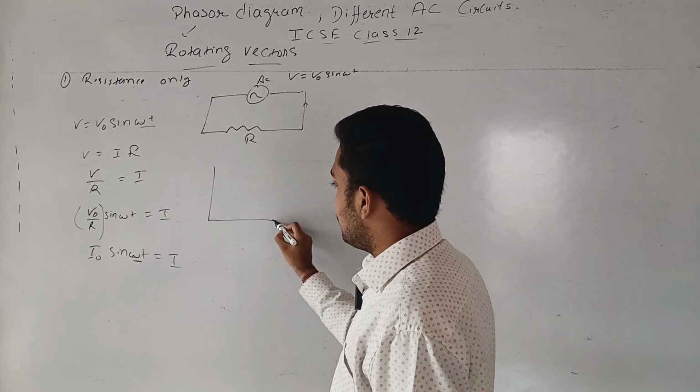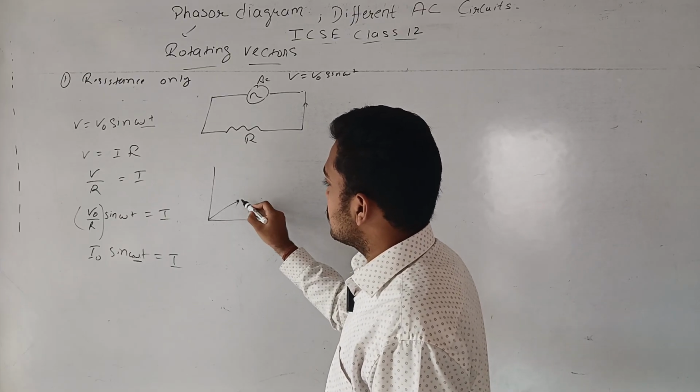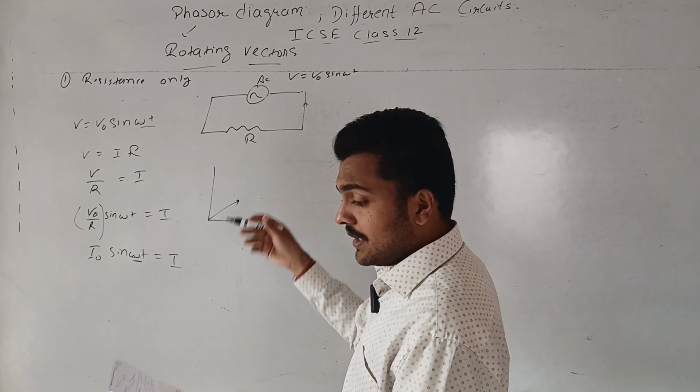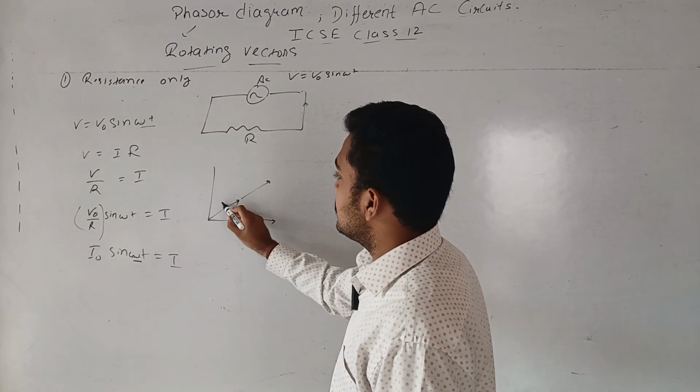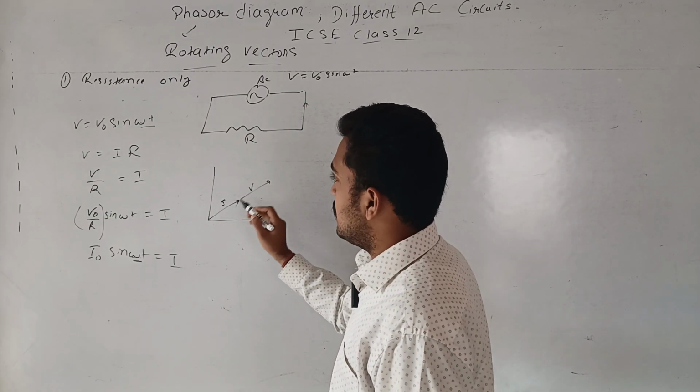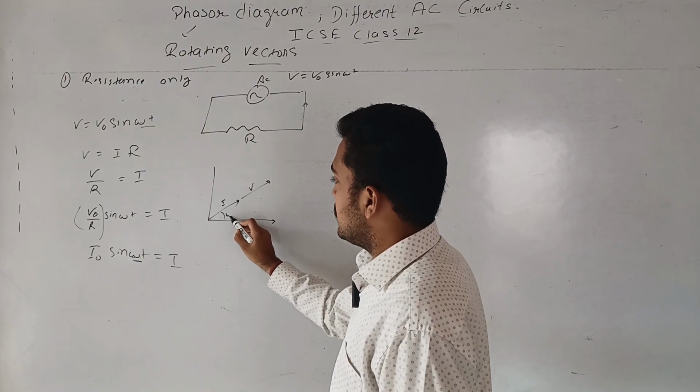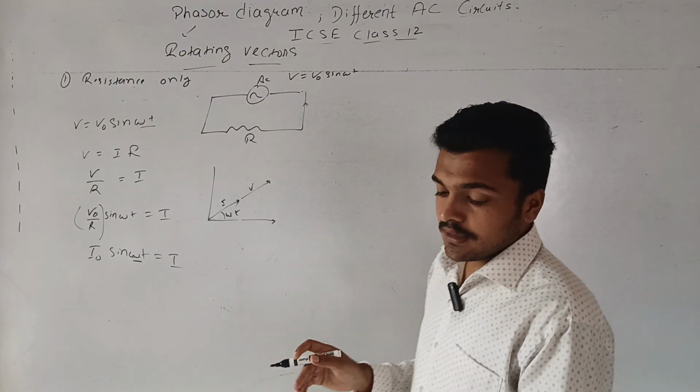So its phasor diagram will be: both are in the same direction. This is current and this is potential, both are in the same direction at the same phase.